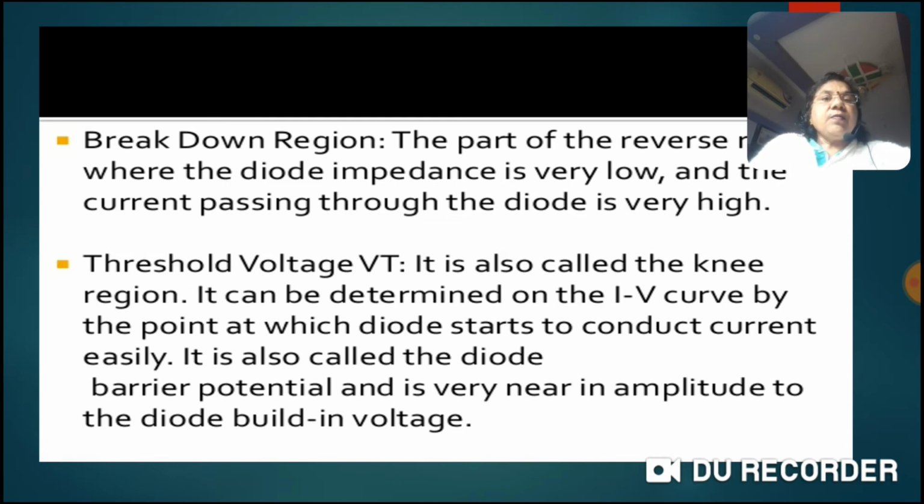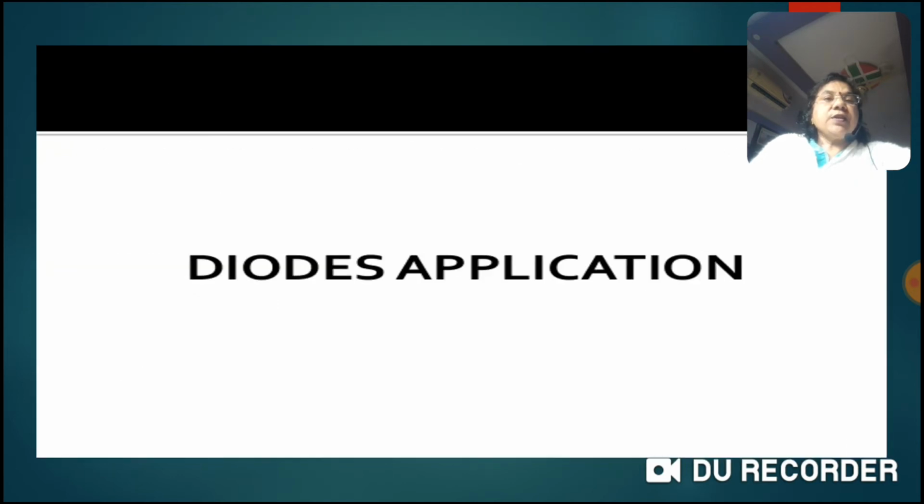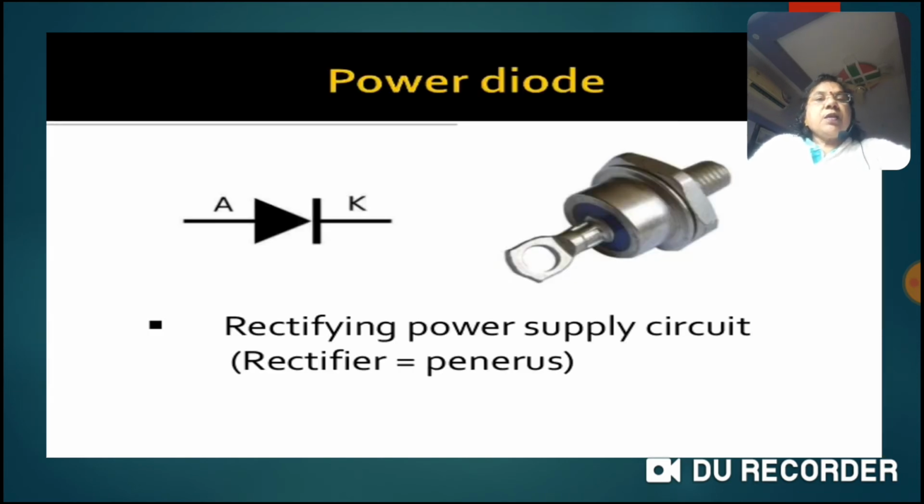It can be determined on the IV curve by the point at which the diode starts to conduct current easily. It is also called the diode barrier potential, and it is very near in amplitude to the diode built-in voltage. Now we will see the diode applications.